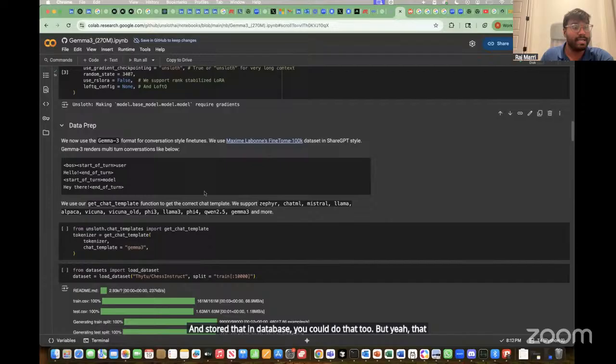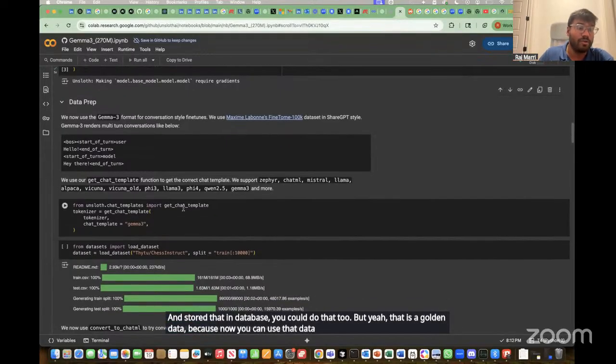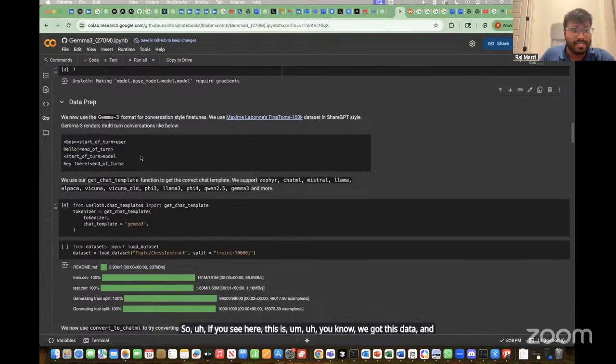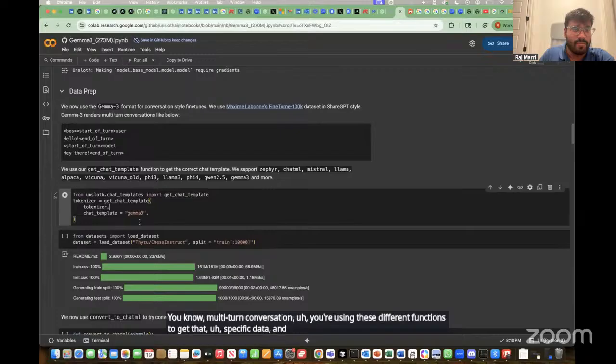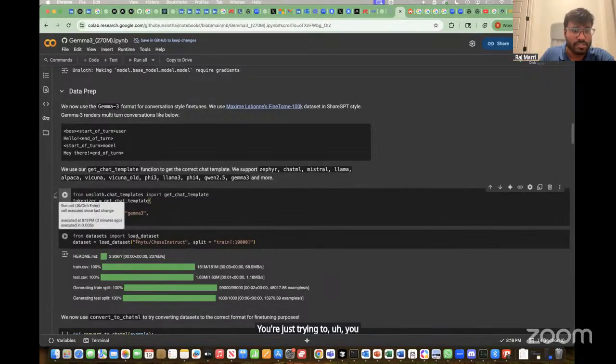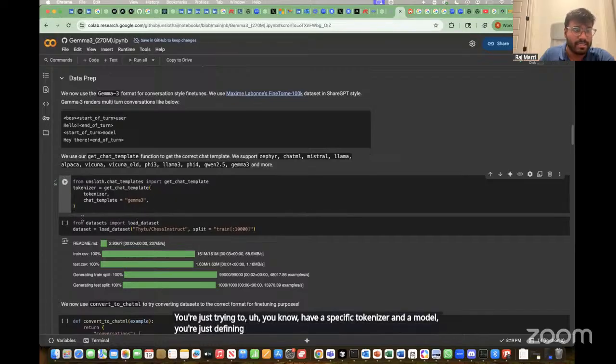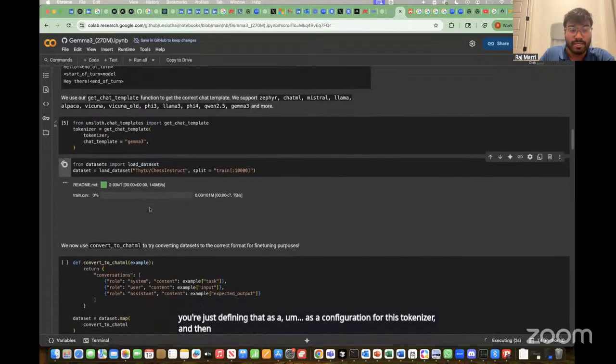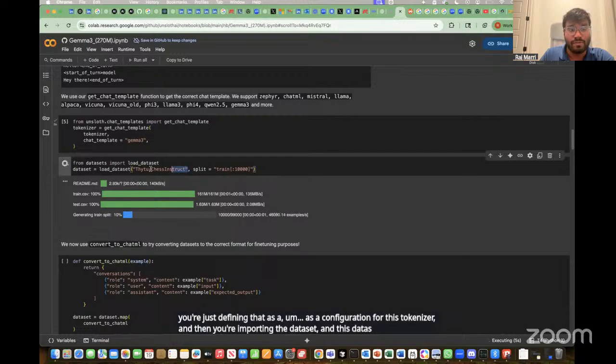But yeah, that is golden data, because now you can use that data to fine tune a small language model. So if you see here, we got this data, and this data has multi-turn conversations. You're using these different functions to get that specific data, and then using this chat template. You're trying to have a specific tokenizer and a model. You're defining that as a configuration for this tokenizer, and then you're importing the dataset. And this dataset has all of this chess instruct.